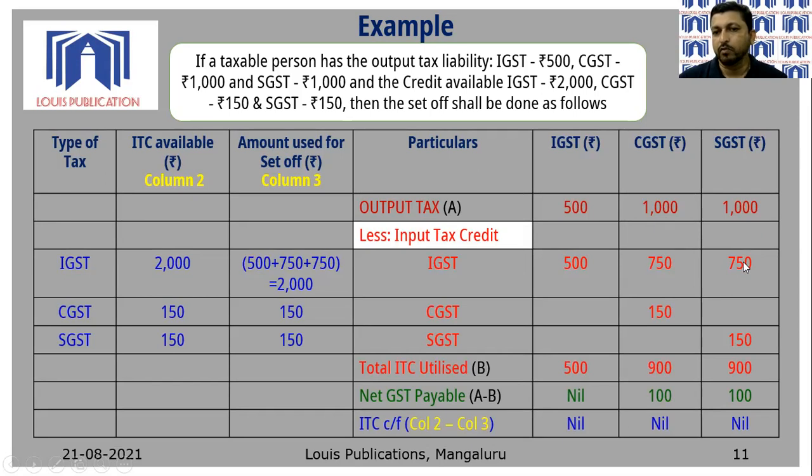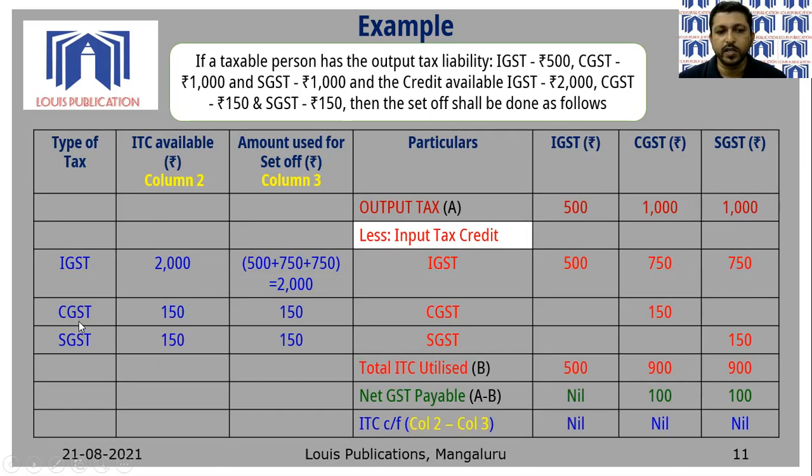750 SGST liability will be written off. So what does this mean? This IGST credit which is available right here will first be completely utilized to settle all kinds of liabilities, starting with IGST liability first. Once that is done, then the remaining amount can be in any manner, in any proportion, but for convenience's sake, we will take 50%. So 50% of 1500 is 750 and 750. So 750 and 750 liability will be settled.